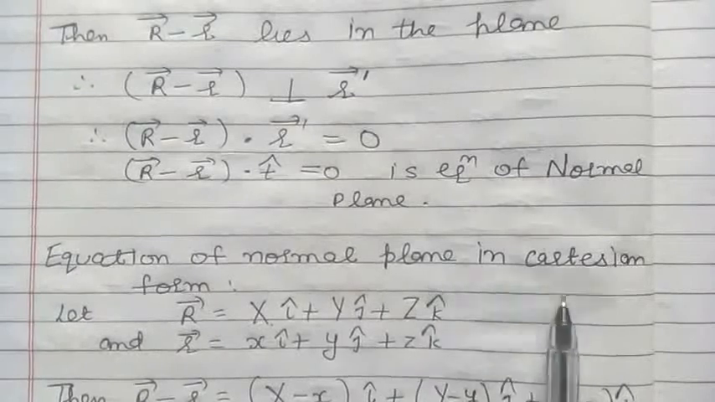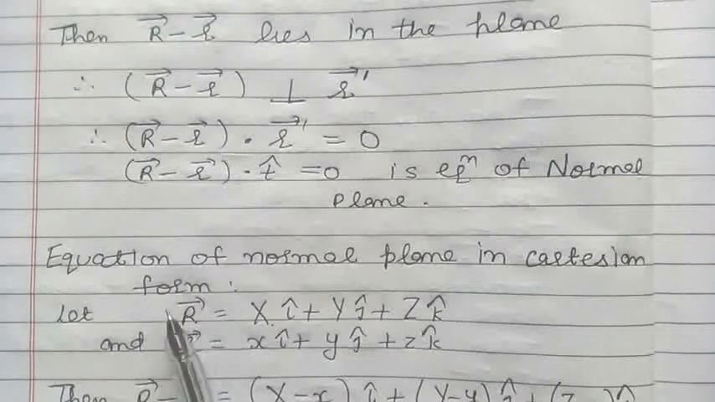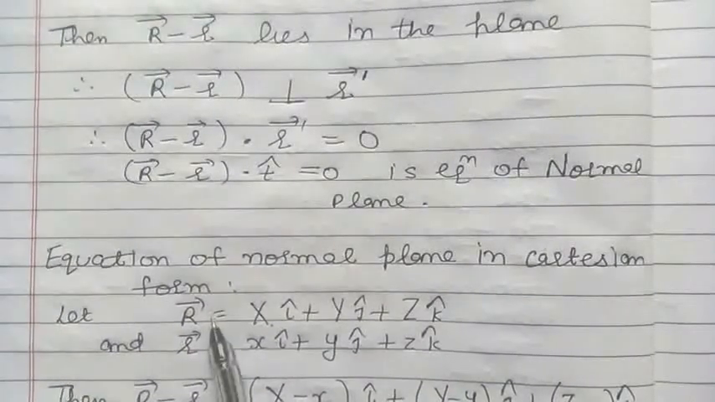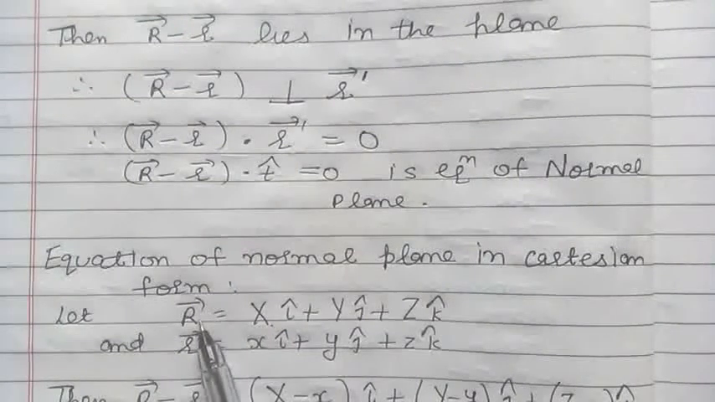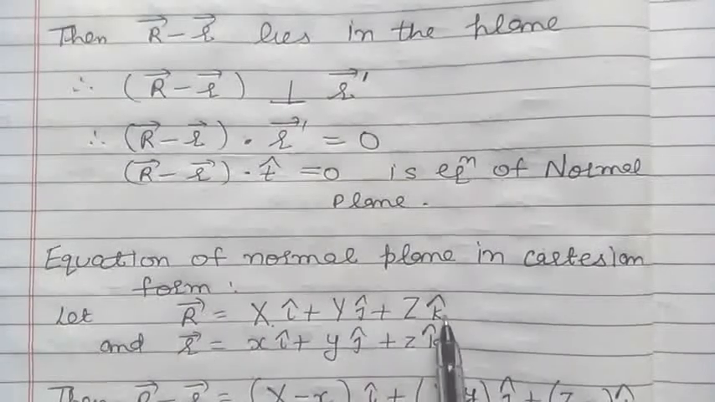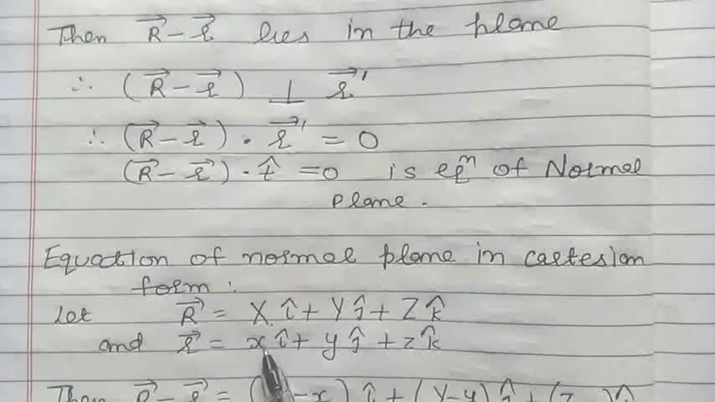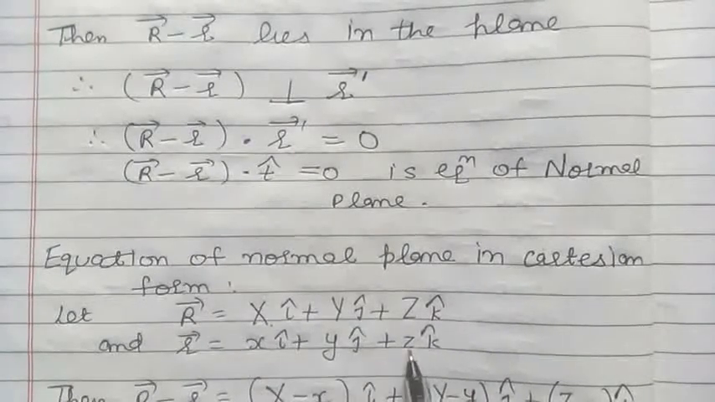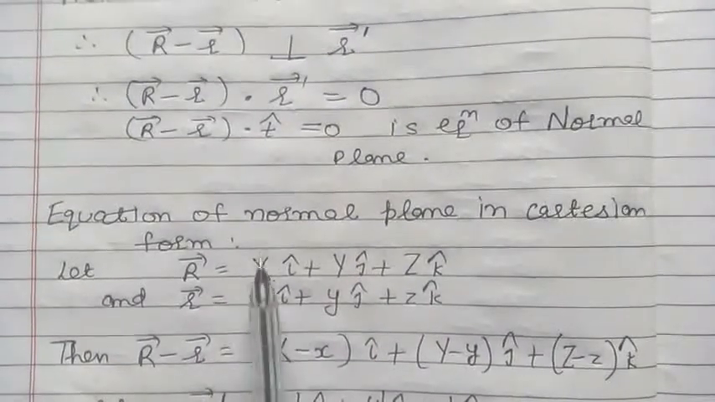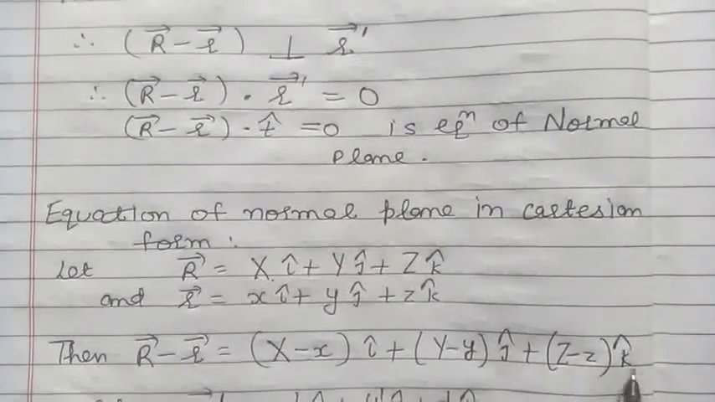In order to find the equation in the Cartesian form, let us take the position vectors of the moving point and the point P in component form. The position vector of the current point is given by X i cap plus Y j cap plus Z k cap, and the position vector of the point P is denoted by small x i cap plus y j cap plus z k cap. So let us find the vector R minus r: (X minus x) i cap plus (Y minus y) j cap plus (Z minus z) k cap.